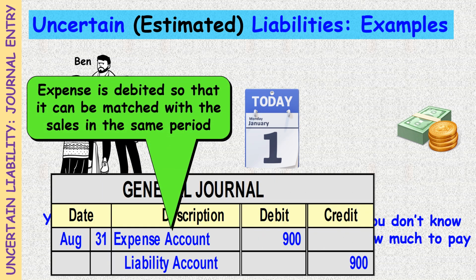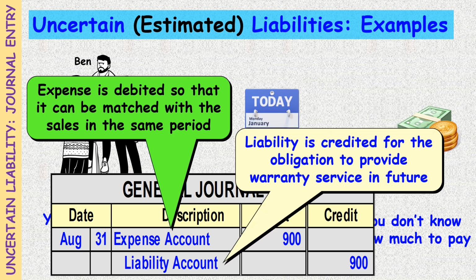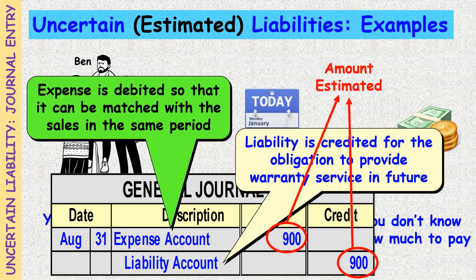So, whenever there is an obligation to provide a service in the future, such as warranty, the business has to debit an expense account. This is because of the matching concept. The matching concept tells us that the expense has to be recorded in the same period as the sale that occurred in the period. So a debit will go to the expense account, and a credit will go to the liability account since there is an obligation to provide a service in the future. Remember that the amounts need to be estimated based on past experience.